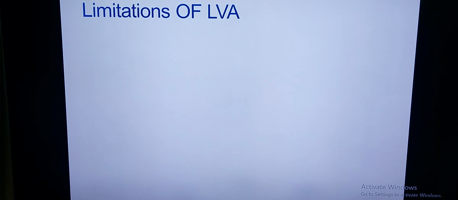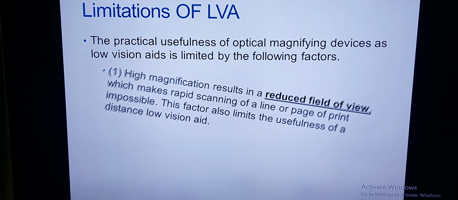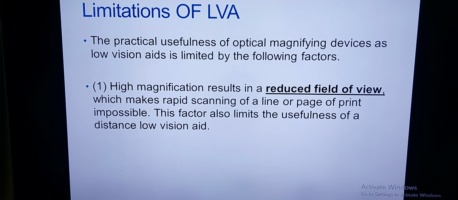Now, limitations of low vision aids. Does anybody have an idea, because they are producing a magnified view of the object, what the limitations will be? The field of view is commonly reduced. High magnification results in a reduced field of view, which makes rapid scanning of a line or page of print impossible. So this factor also limits the usefulness of distance low vision aids.